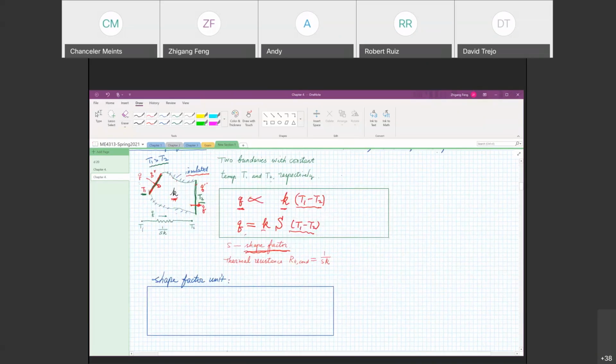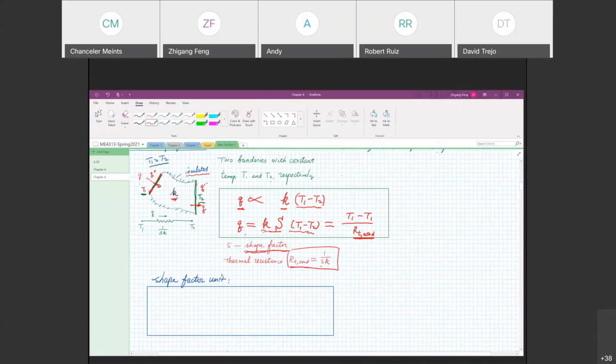But if you recall, Q can be written in terms of thermal resistance by this equation, (T1 minus T2) over the thermal resistance of conduction. Okay, so compare these two equations, we can find the thermal conduction resistance, R_T,conduct, equal to 1 over KS. Okay, so that's a relationship between the shape factor S and the thermal resistance R.